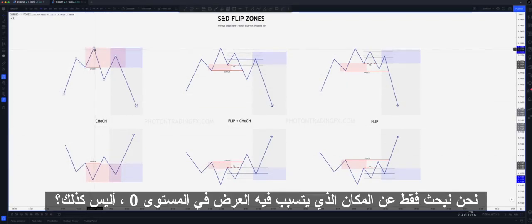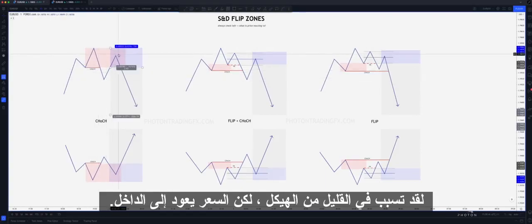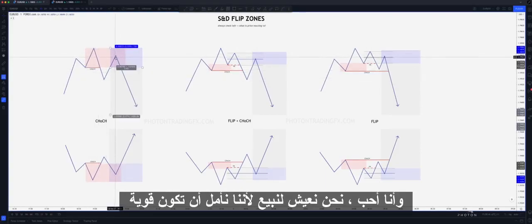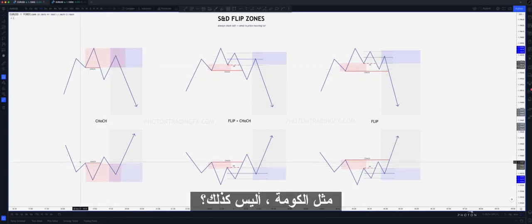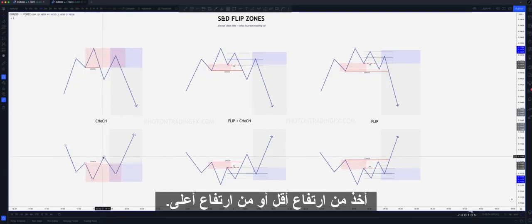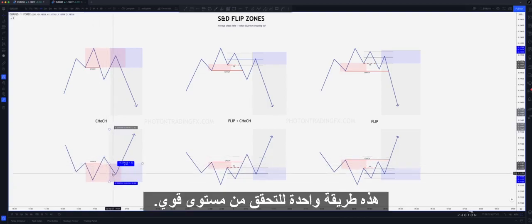We're just looking for where supply causes a lower low. It caused a break of structure. We look for price to come back in, and then we look to sell, because we hope it was strong enough since it caused that break of structure. Same as demand: it took out a lower high to form a higher high. So that's one way of validating a strong level.